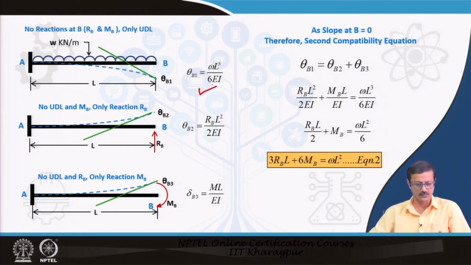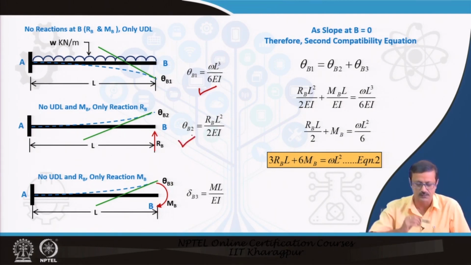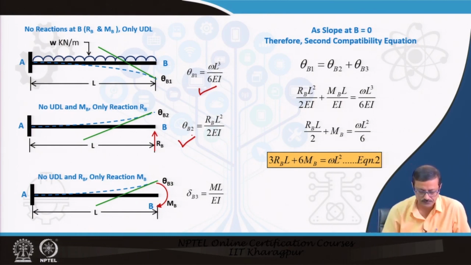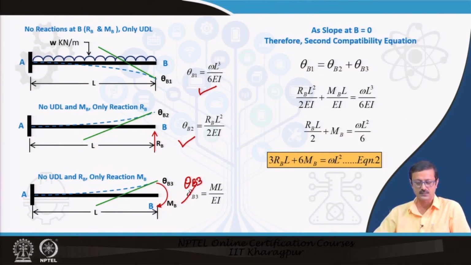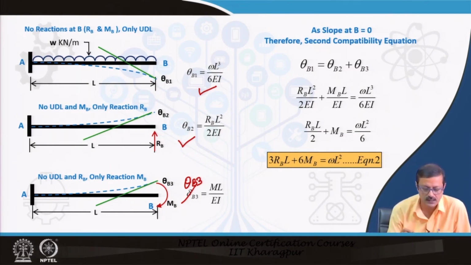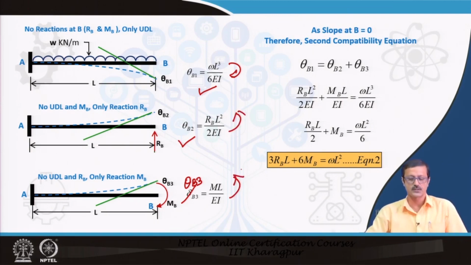And for a point load upward, the slope is theta B2, that is also found, and also due to the moment. Here there is a small mistake, this has to be theta B3, theta B3 is a typing mistake. So, ML by EI, that is also there. If you see these slopes, this is this way, so these two are in opposite directions, the slopes are in opposite directions.